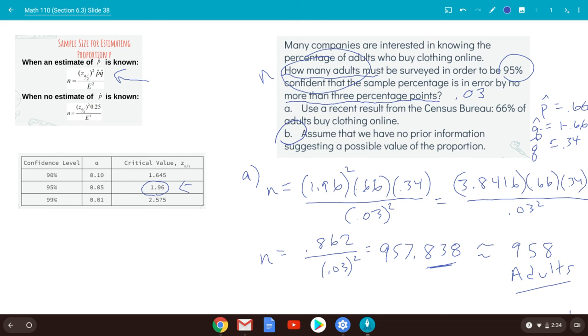If we do part B, I got a little space over here. It's essentially the same setup. You'd have 1.96 squared. But instead of having p hat and q hat, if you didn't have some data to use, you use 0.25. And then you would set it up by, again, dividing by the error squared. I'll let you calculate the answer to that, but that would be the setup for part B.